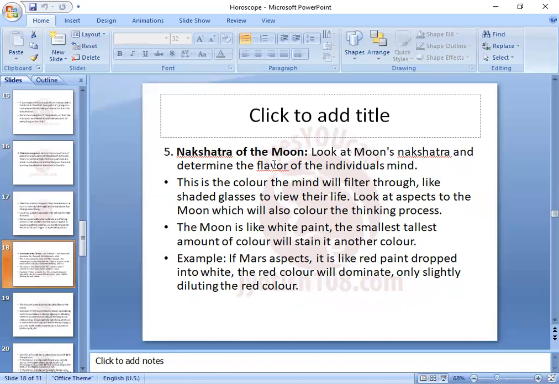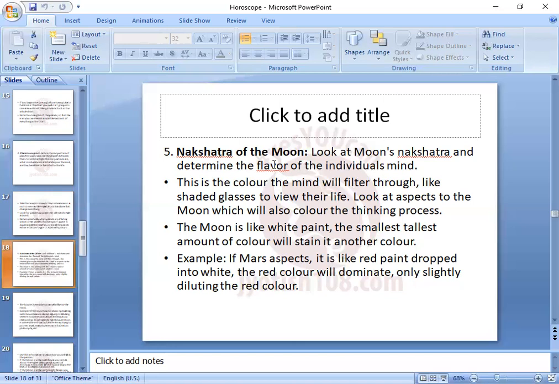Nakshatra of the moon. So look at the moon's nakshatra and determine the flavor of the individual's mind. The moon's nakshatra will exactly tell you what the individual's mind is all about. Okay, for example, someone may have an Aslesha nakshatra. In that case, you will understand that the individual would be a very twisted personality, so twisted that the individual finds it difficult to understand himself or herself. For example, if someone has a Pushya nakshatra, understand that this person is more concerned about the welfare of the world rather than the welfare of himself or herself. Okay, so this is how the mind's color will be found out.